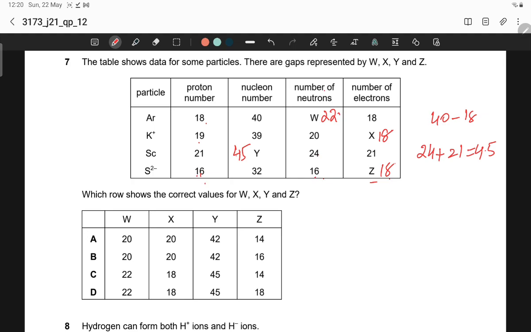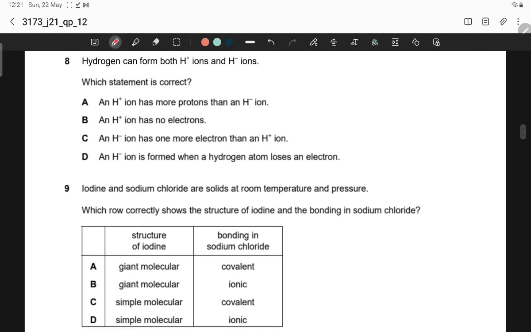Which row shows the correct values W, X, Y, Z? W will be 22, so these two are incorrect. Now look at these two. 22 is correct. Now the value of X is 18, this is correct, and the value of Y is 45, this is also correct, and the value of Z is 18, but this is 14, this is incorrect. So D option is correct, because 22 is W, 18 is X, 45 is Y, and 18 is Z. So D option is correct.